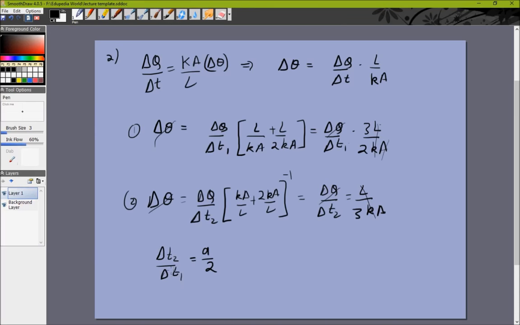And delta T1 we are given is 9 seconds, so this is not into, this is into. So the equation will be delta T2 by delta T1 is equal to 2 by 9, and delta T1 is 9, so this gives us delta T2 is 2 seconds, which means the answer is A. Right. Let's move on to the third question.